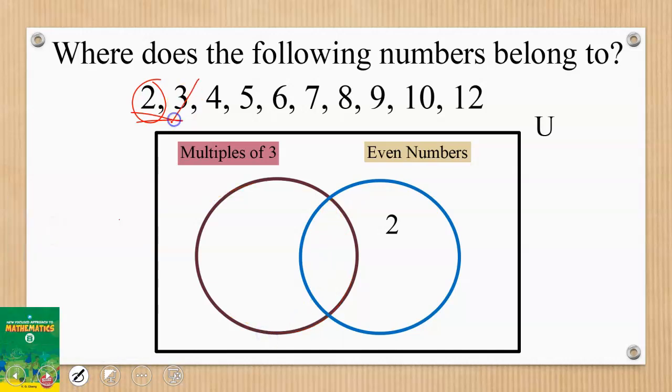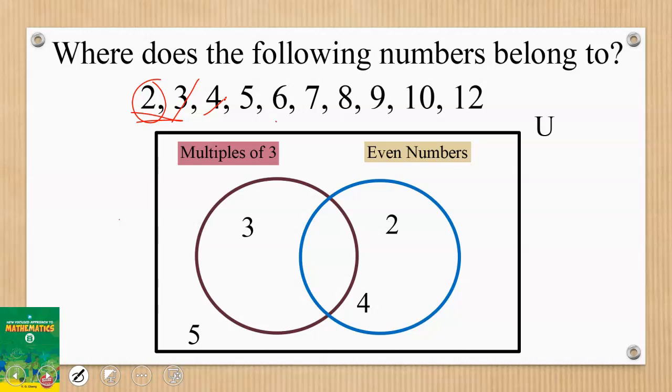Now, the next number is 3. Where should I put 3? 3 is a multiple of 3, and it can't be an even number, so I can put 3 here. What about 4? 4 is an even number, right? And it's not a multiple of 3, so I can put it here. 5. 5 is not an even number. It is not a multiple of 3 either. So it means it will be outside the 2 circles, but inside the universal set.